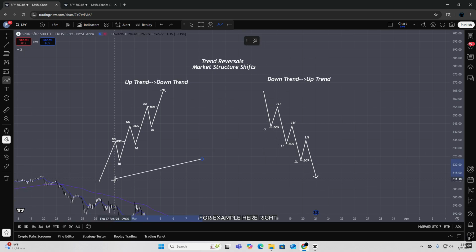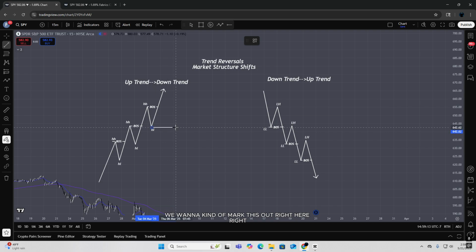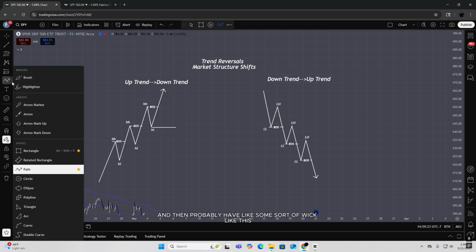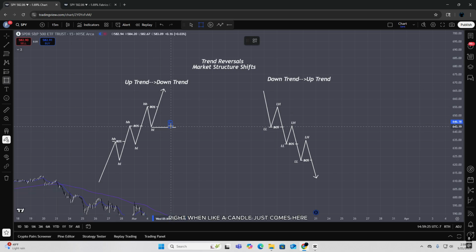For example, here we have this whole structure. Now we want to take our previous higher low that we created and mark it out right here. If we have a candle close underneath here, that validates our market structure shift. However, if we just come down here and have some sort of wick like this, where a candle comes here and we just wick it down, that does not validate the market structure shift.